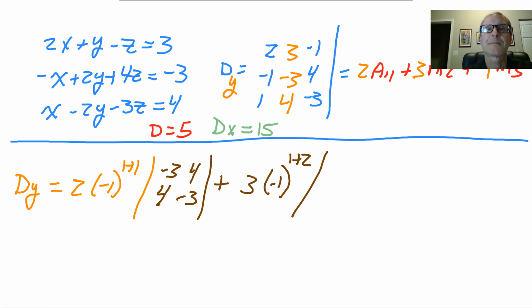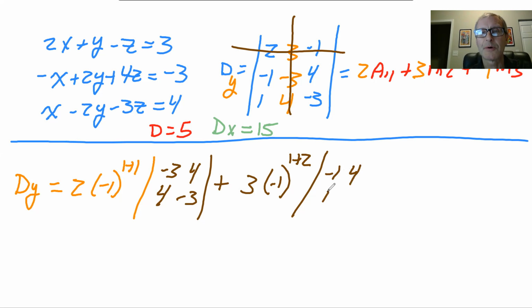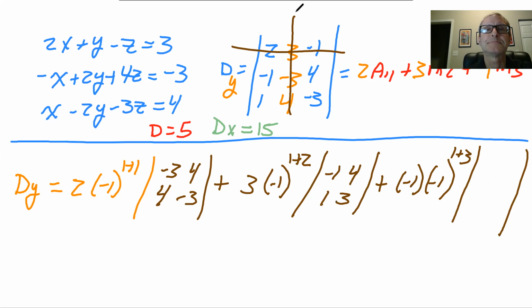Come on, undo. There we go. So there we go. Row 1, column 2. So that would be minus 1, 4, 1, and 3. So the last one would be a minus 1 times a minus 1 to the 1 plus 3. And then what is our determinant? So we'll get rid of the third column this time, and you have minus 1, minus 3, 1, and 4.